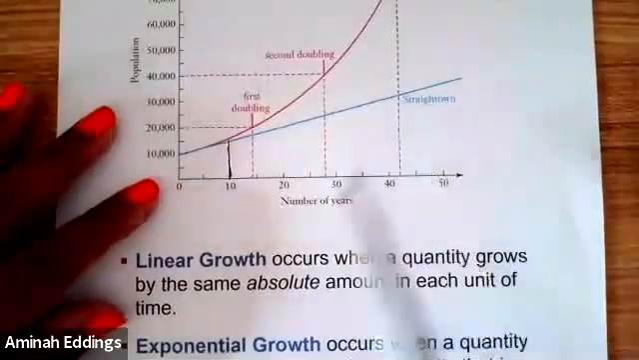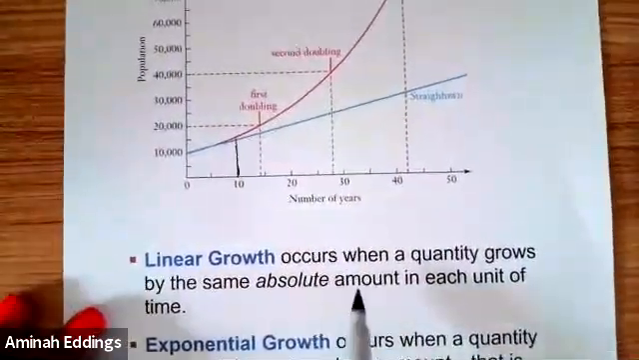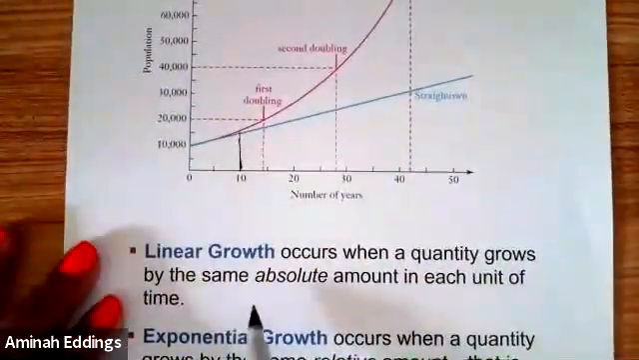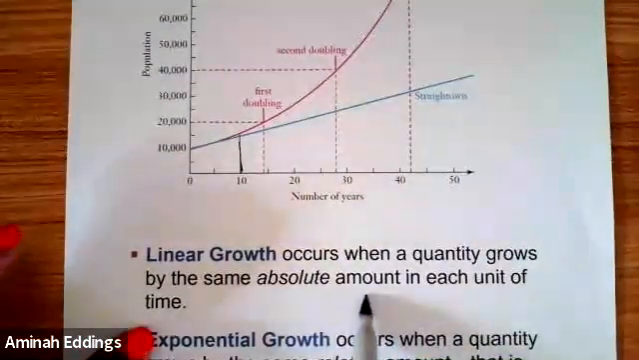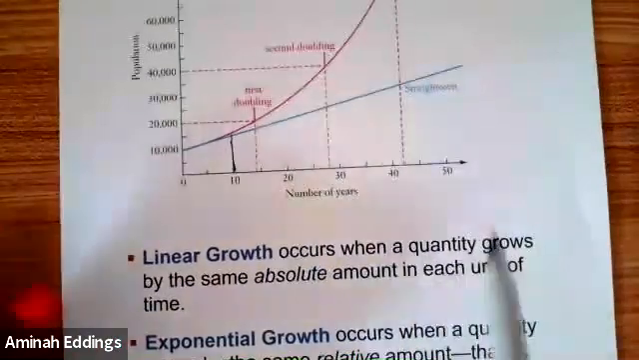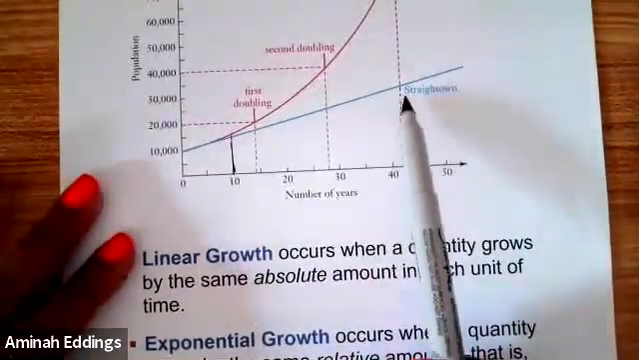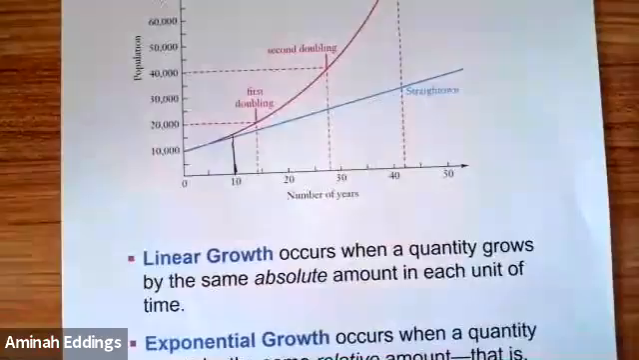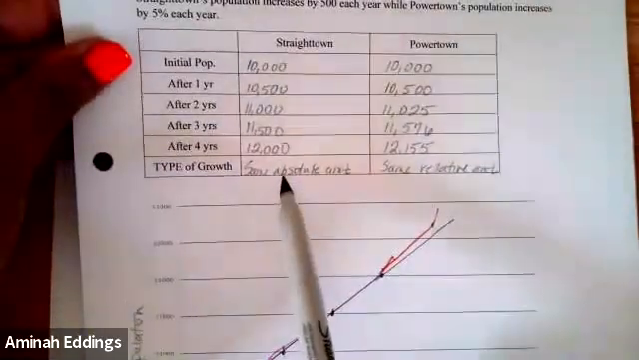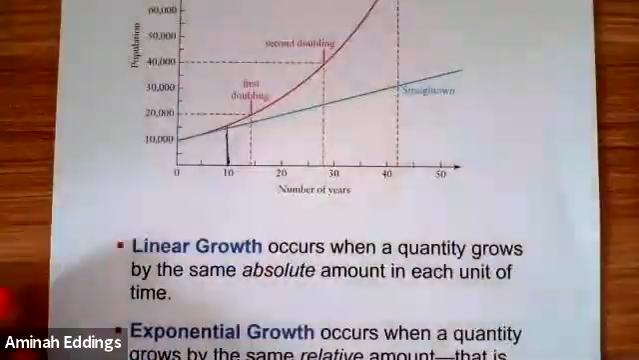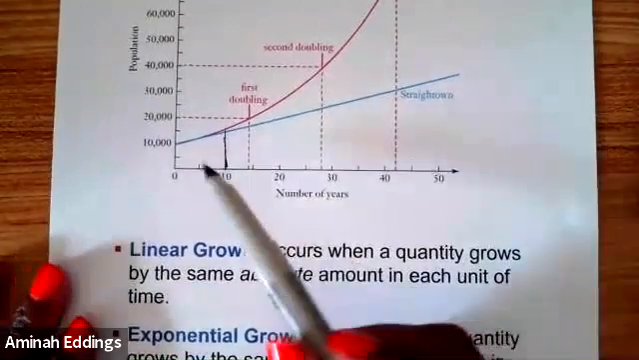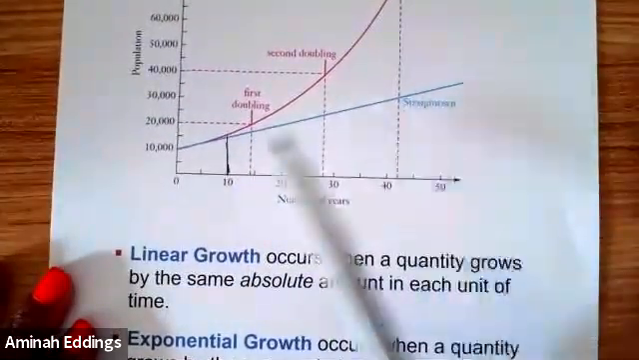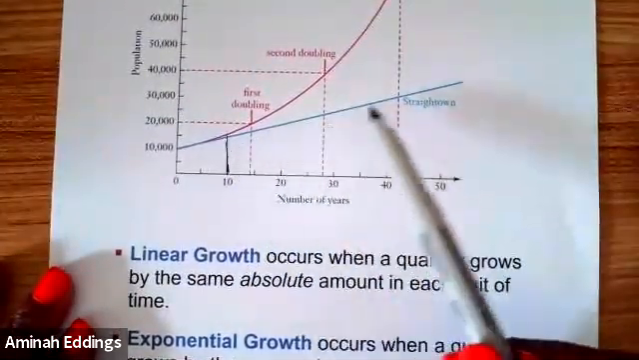So Straight Town is what we call linear growth, and it's linear growth because it's growing by that same absolute amount each time. And with Straight Town, we had already figured out that that absolute amount was 500. Okay, so anytime we increase or decrease by the same amount every time, we call that linear growth, and it will create a line.